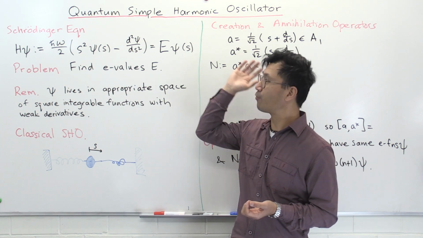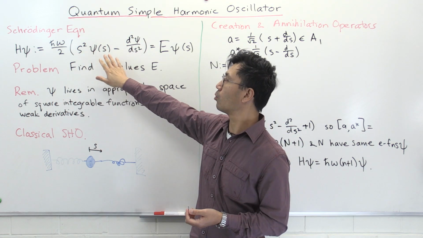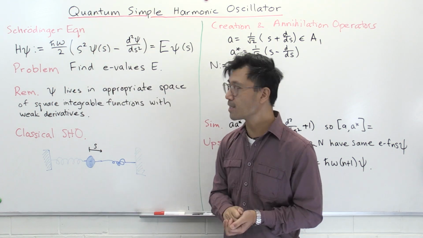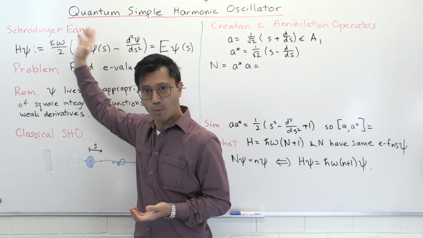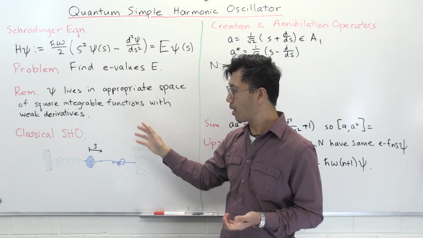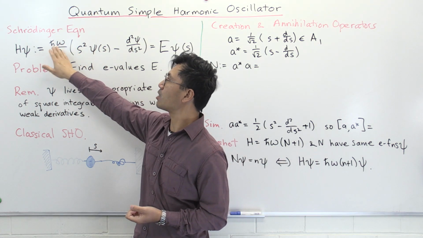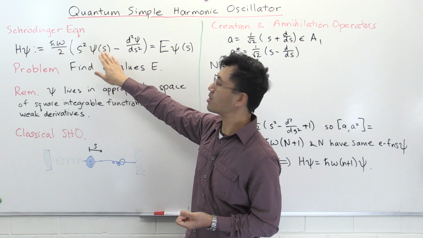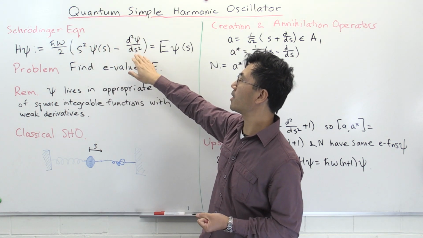Okay, so let's start with the differential equation we want to have a look at. The function that one normally wants to solve for is psi. Psi is a function of the real variable s here. And this is, up to a small change of variable, essentially the Schrödinger equation corresponding to the classical simple harmonic oscillator. So we have a constant here, h bar omega on 2. And then the equation is you apply this differential operator to psi, so you get s squared psi of s minus d2 psi ds squared.